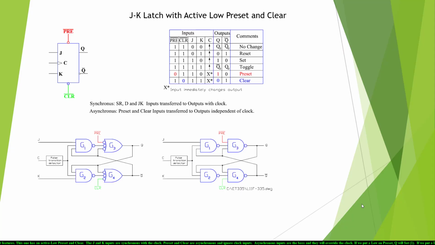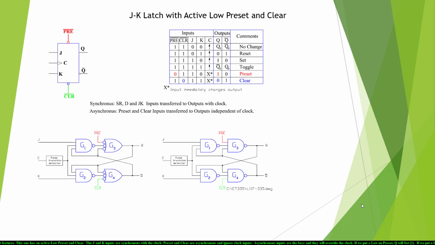Here's a JK latch with different features. This one has an active low preset and clear. The J and K inputs are synchronous with the clock. Preset and clear are asynchronous and ignore the clock inputs. Asynchronous inputs are the boss, and they will override the clock.